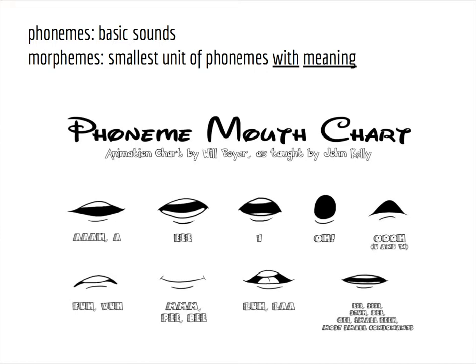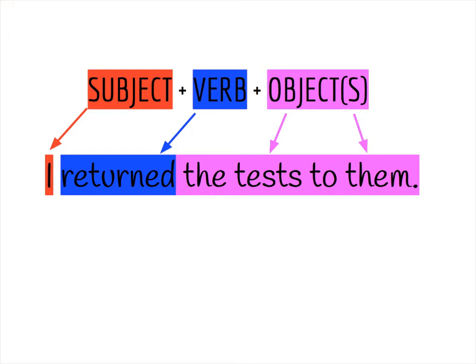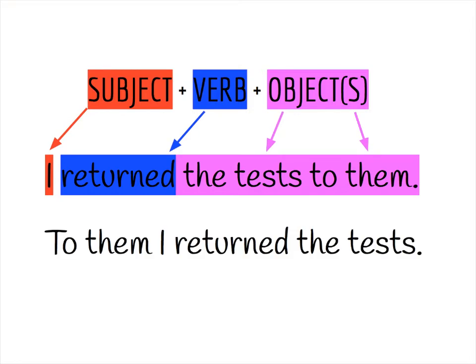We might not realize it, but when words are in the wrong order, when they use the wrong syntax, it's difficult to understand the meaning of a phrase or sentence. Take this sentence on screen, for instance. I returned the test to them. This follows our established English word order, subject, verb, then objects. If I change the word order just a little, though, it sounds odd, doesn't it? To them I returned the tests. Kinda like Yoda speech.